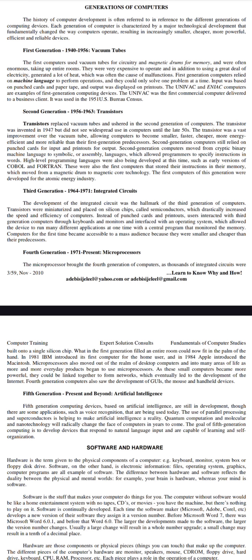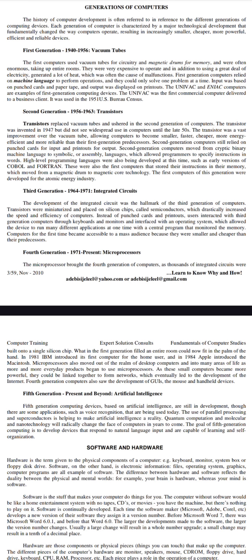The use of parallel processing and superconductors is helping to make artificial intelligence a reality. Quantum computation and molecular and nanotechnology will radically change the face of computers in years to come.